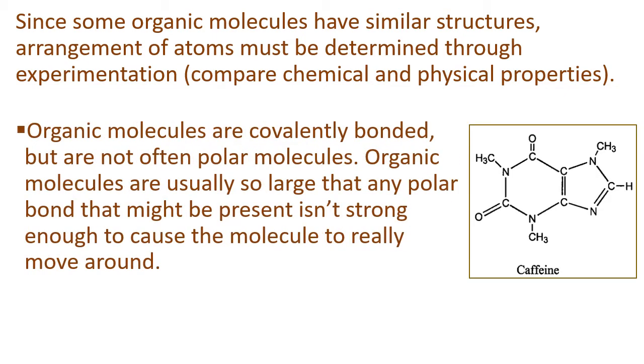Organic molecules are covalently bonded but are not often polar molecules. Organic molecules are usually so large that any polar bond that might be present isn't strong enough to cause the molecule to really move around. So in something like caffeine, the oxygens are pulling on the carbon's electrons, but the molecule is so large that caffeine doesn't really move too much. We'll talk more about polar bonds later in the unit.